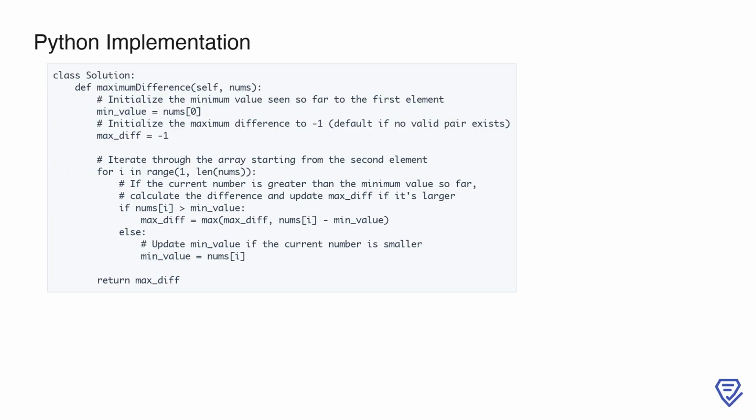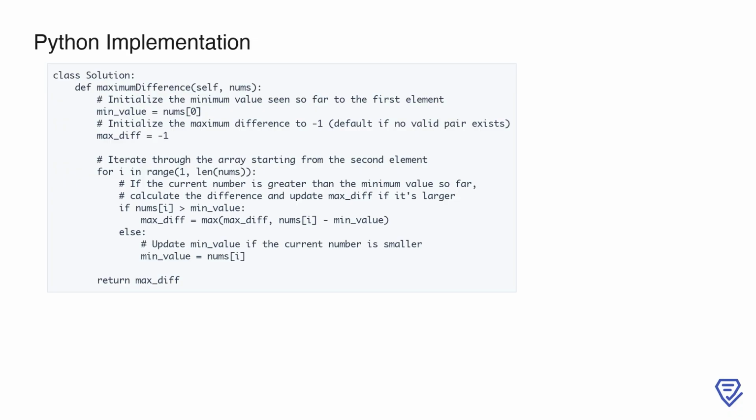Example walkthrough. Consider the input nums equals 7, 1, 5, 4. Initialize min_value equals 7 and max_diff equals -1. At i equals 1, nums[i] equals 1. Update min_value to 1. At i equals 2, nums[i] equals 5. Calculate the difference, 5 - 1 equals 4. Update max_diff to 4. At i equals 3, nums[i] equals 4. Calculate the difference, 4 - 1 equals 3. max_diff remains 4. The final result is 4.